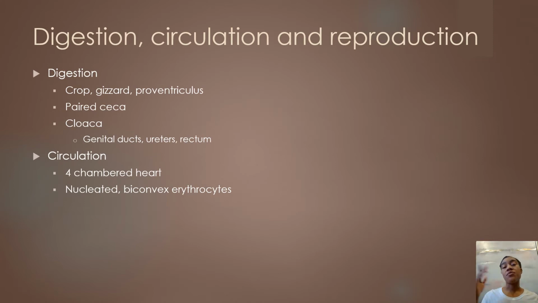And this is different from what we see in mammals, because in mammals we have enucleated, so no nucleus, biconcave erythrocytes. So they perform similar functions, but they're very different in structure. The erythrocytes of birds have a nucleus and they're convex, and the erythrocytes of mammals do not have a nucleus and they're concave.